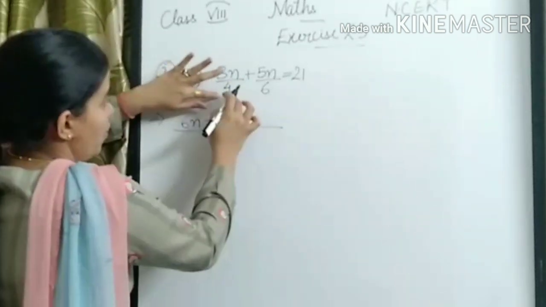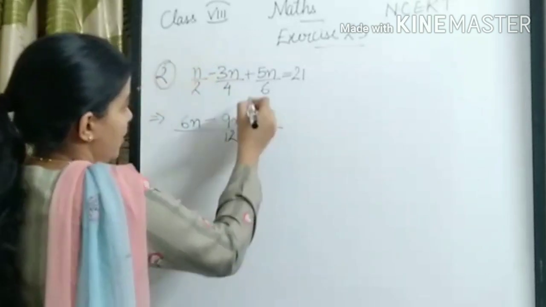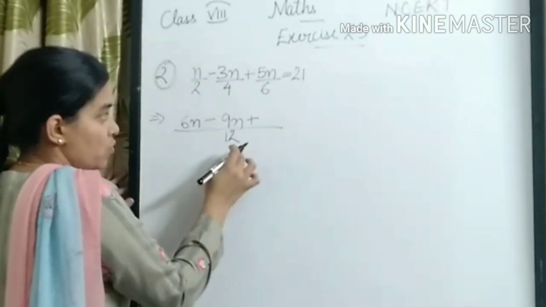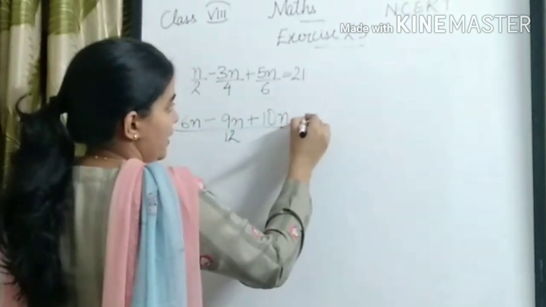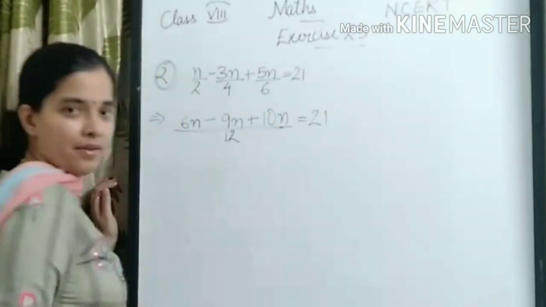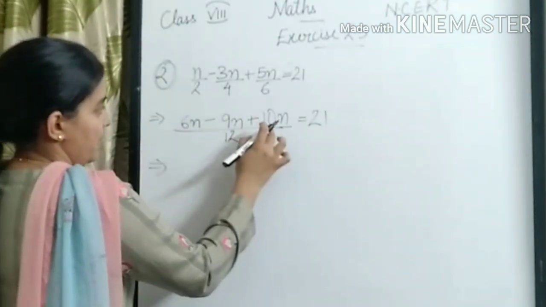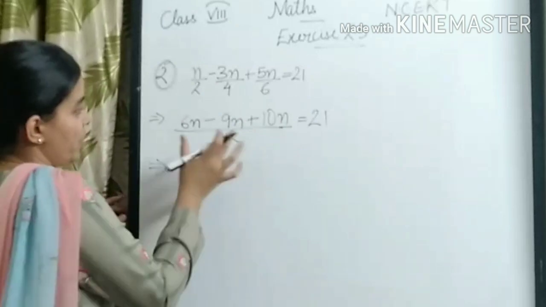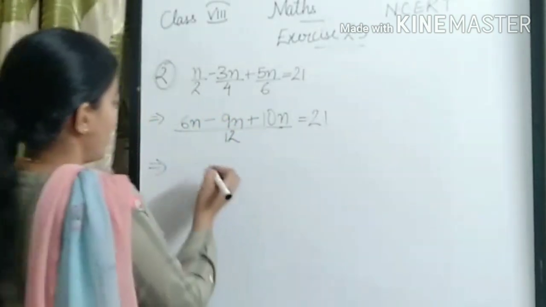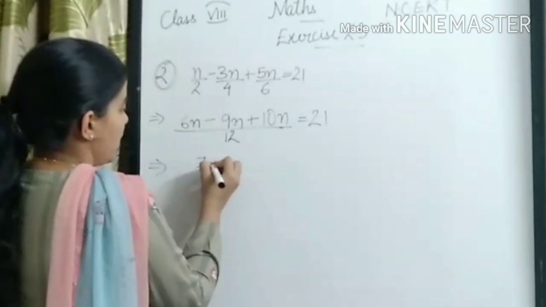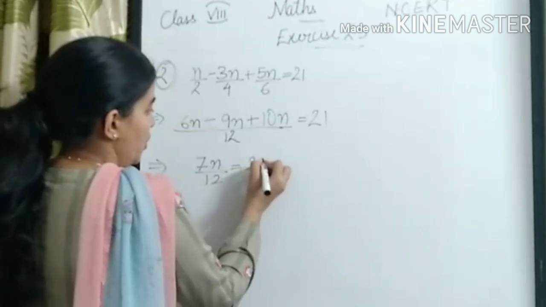Then minus sign. 4 3s are 12. 3 3s are 9, 9n. Then plus 6 2s are 12. Then 5 2s are 10n is equal to 21. Now 6 plus 10, because they both are of same sign, we will add them. 16. 16 minus 9 is 7n upon 12 is equal to 21.